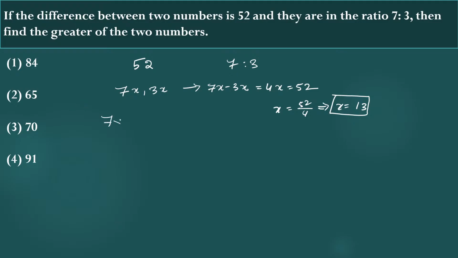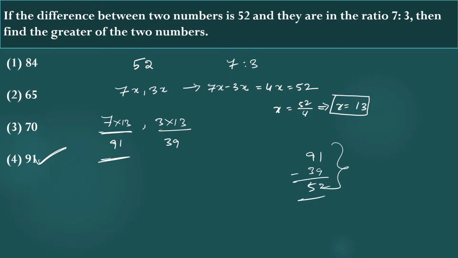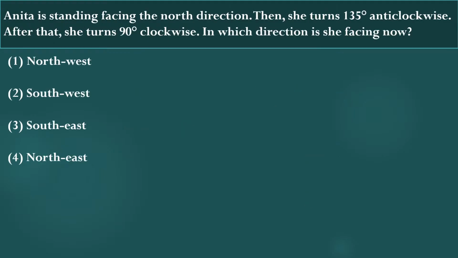So 7 into 13 is one number, 3 into 13 is another number. 7 into 13 we get 91. 3 into 13 we get 39. So these are the numbers. What is the question? What is the greater number? 91 is the greater number. The difference is 91 minus 39, which is 52. So the bigger number is 91. Next question.